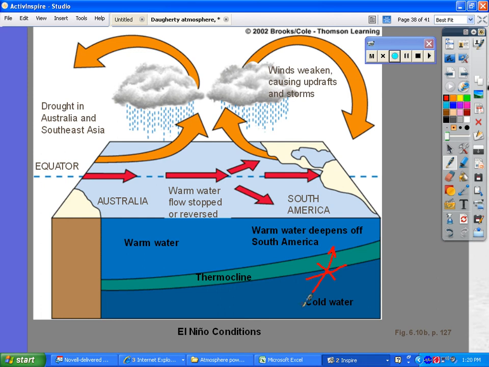Put an X through it. This is not going to upwell. You're not going to bring nutrients up. You're not going to be able to get all your great fish stock that you normally have. This is going to cause drought in Australia and Southeast Asia. This is going to cause storms over here in the U.S. So it has a global effect.